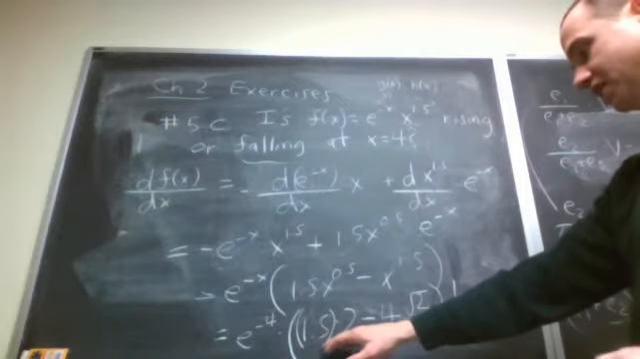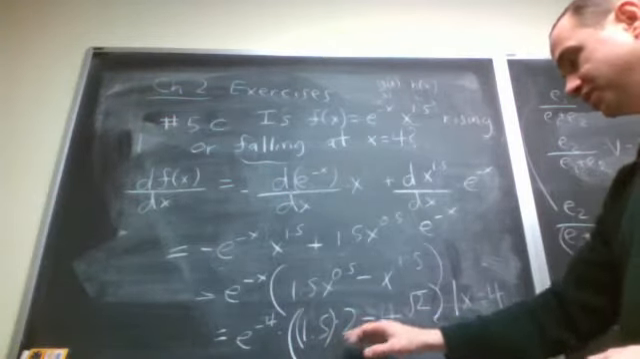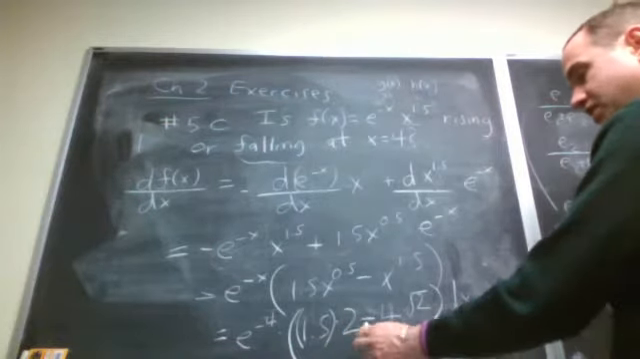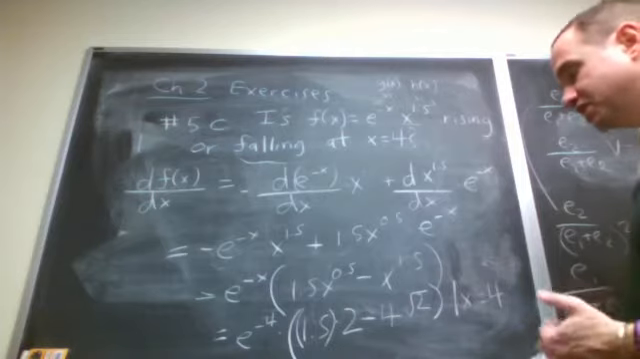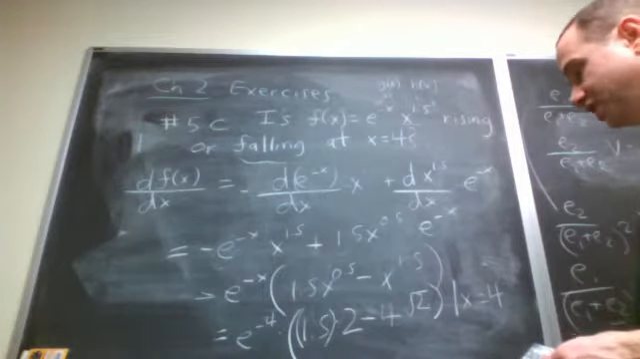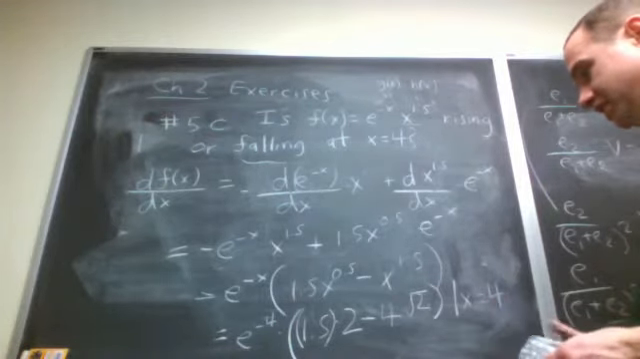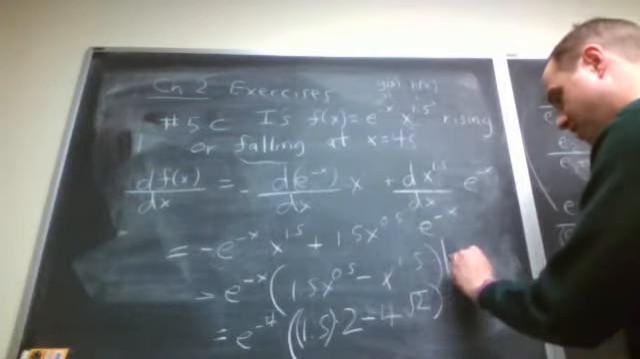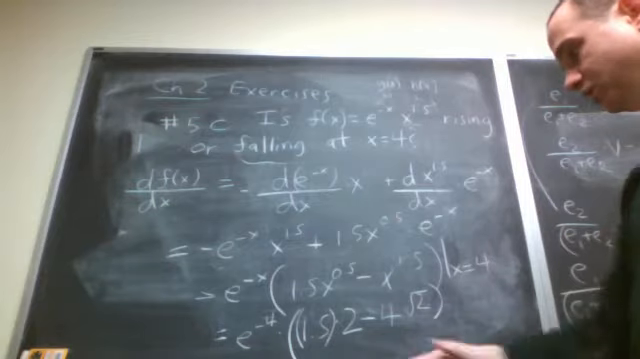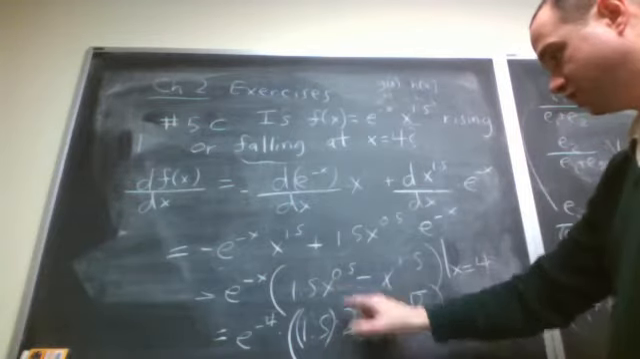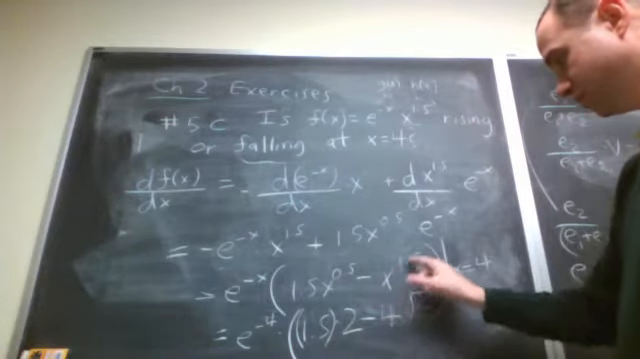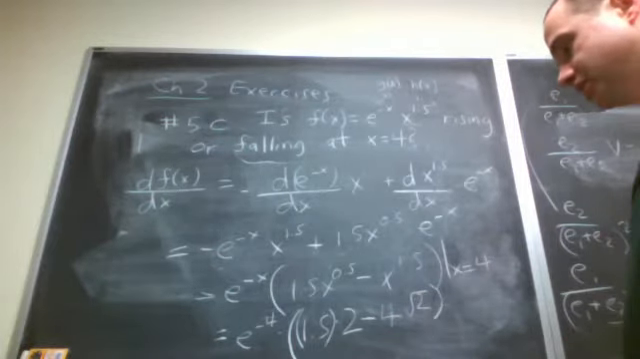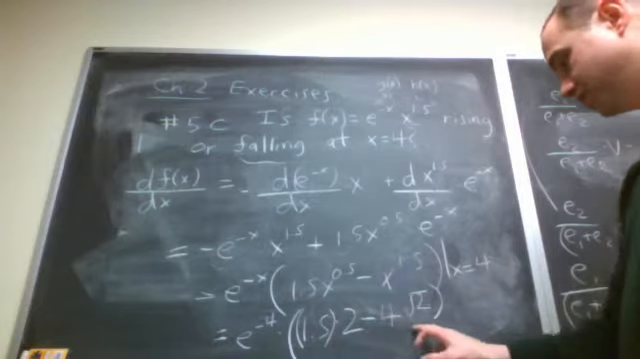Whether the sign of the derivative is positive or negative is going to be determined by the inside. If this inside is positive, then the overall derivative will be positive. If it's negative, the overall derivative will be negative. So we evaluate this at x equals 4. So we get 1.5 times 4 to the 0.5, which is 2, minus 4 to the 1.5, which is 4 times square root of 2. Okay? And so this is 3 minus 4 times square root of 2.